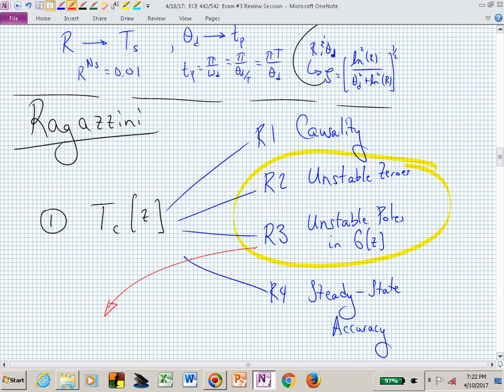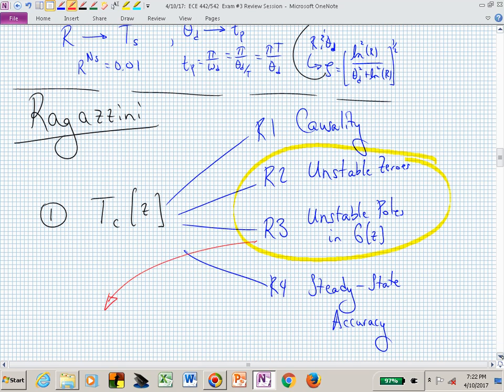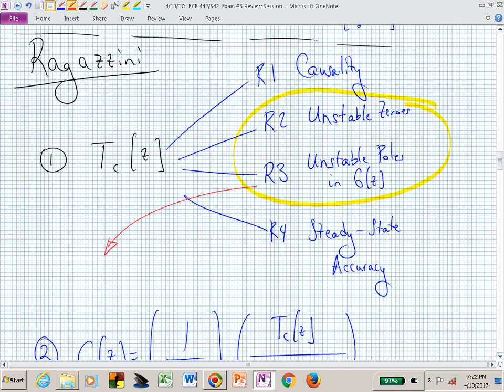With restrictions 2 and 3, what we're trying to do is make sure that our resulting controller is not canceling poles and zeros outside the unit circle. That's the whole point of restrictions 2 and 3. We're trying to make sure that our resulting controller does not try to cancel poles and zeros that live outside the unit circle. So we're forcing those cancellations to really happen inside T sub c of z.